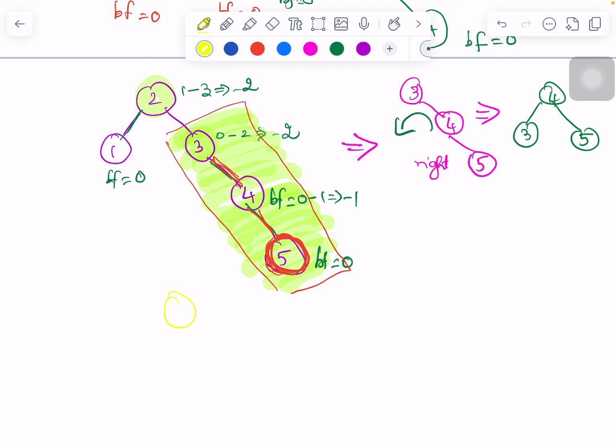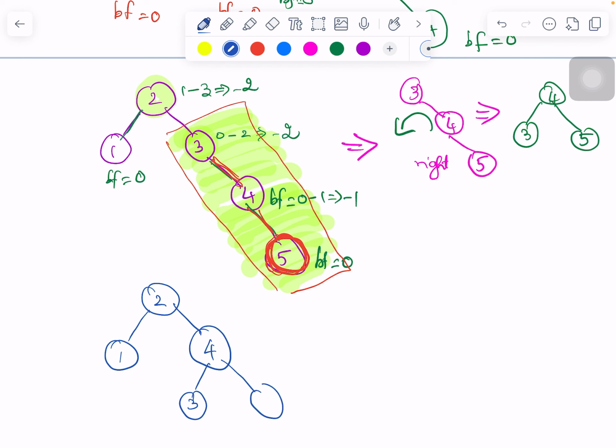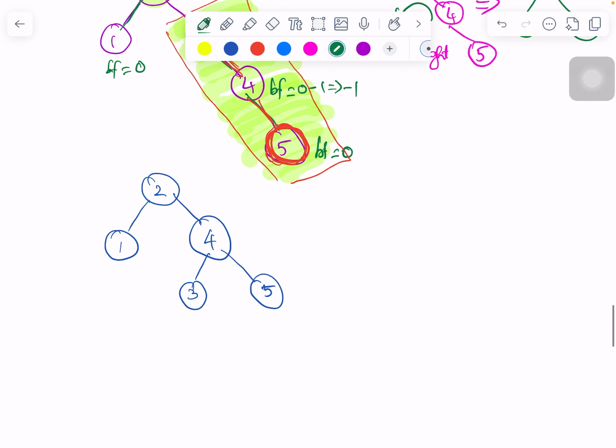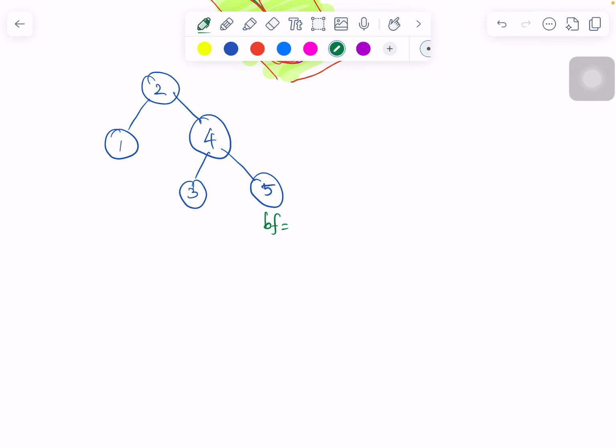Let us redraw the tree. The node 2, and then we'll have node 1, and now this is redrawn as 4, 3 and 5. Fine. Now let us find out the balancing factor for this tree. For node 5 it is 0, for node 3 it is 0, for node 4 it is 1 minus 1, so 0, for node 1 it is 0, and for node 2 the height of left is 1 minus height of right is 2, so it is minus 1. Fine. So all the nodes are satisfying the property.